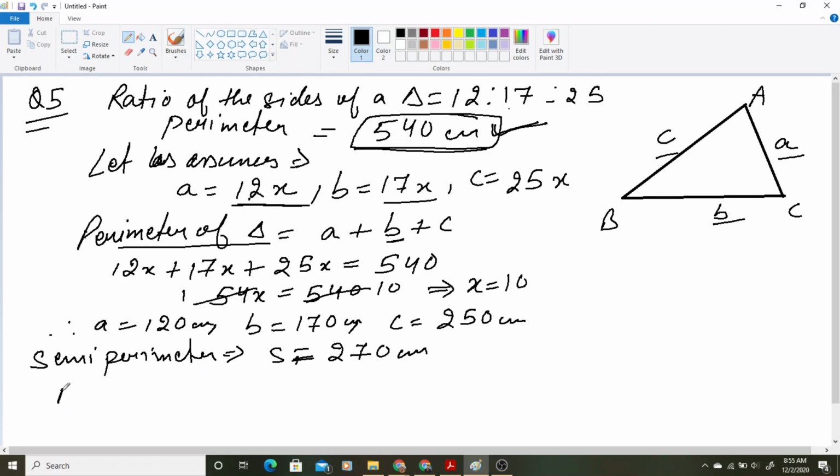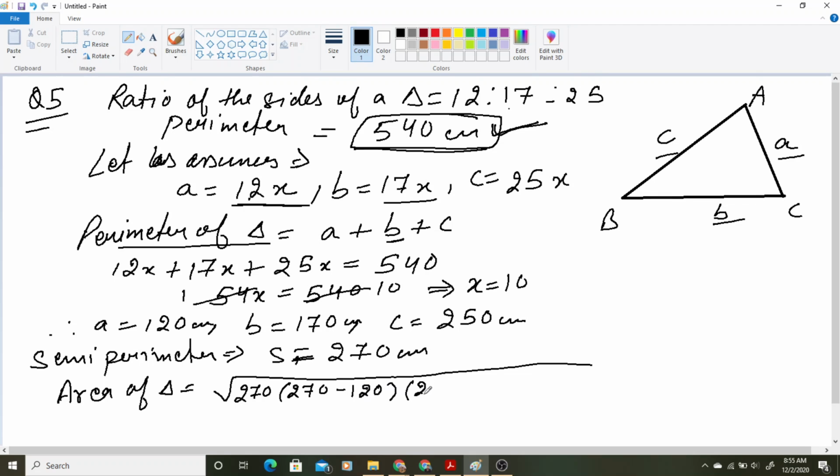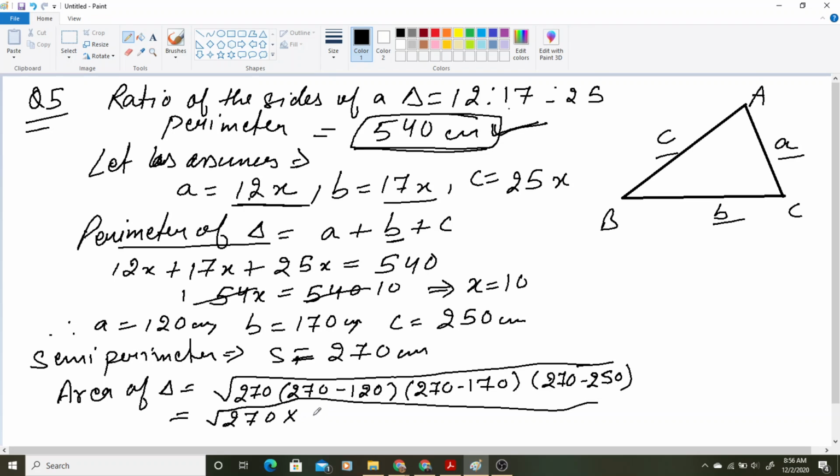So if we need to find the area of the triangle, we will use the formula under root S into S minus A into S minus B into S minus C, the same formula. So it will be 270, then 270 minus A is 120, then 270 minus B is 170, then 270 minus C is 250. Okay, so let us calculate. It will be 270 multiplied by 270 minus 120, how much are we getting? 150, then 100, then 20.